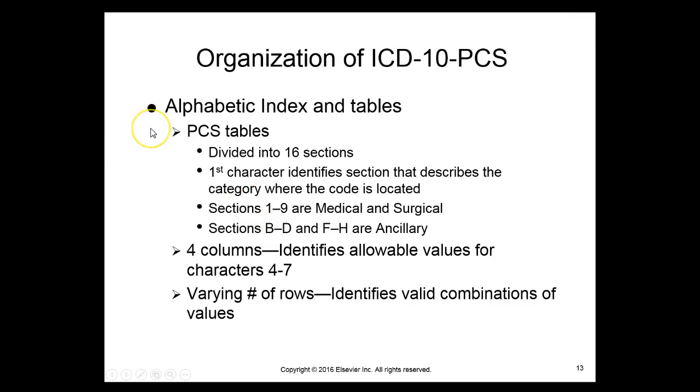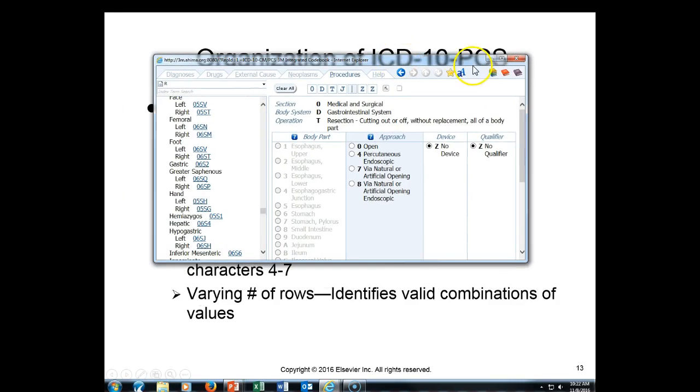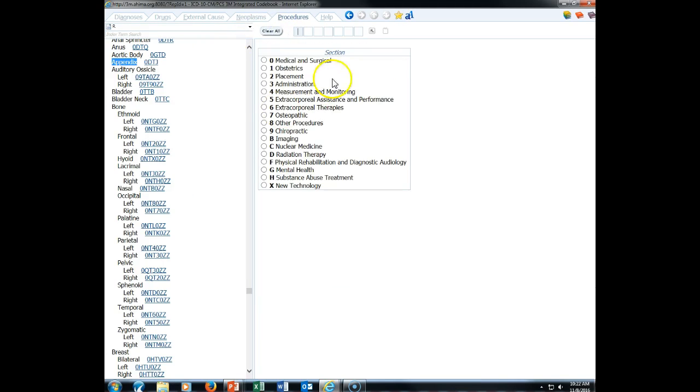As we look at the PCS table, it's divided into 16 sections, and we're going to take a look at those. These are the 16 sections that are used in the procedural coding system. The sections that you typically would most commonly use are medical surgical, obstetrics, placement, administration, extracorporeal assistance and performance, and therapies, possibly substance abuse treatment.